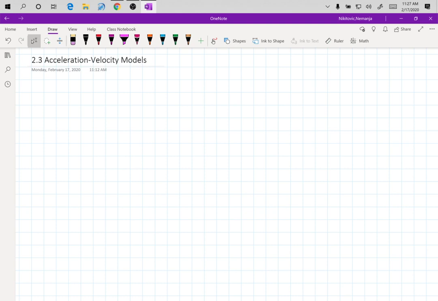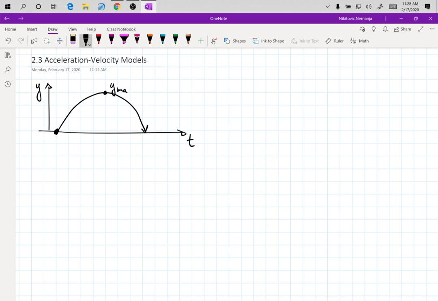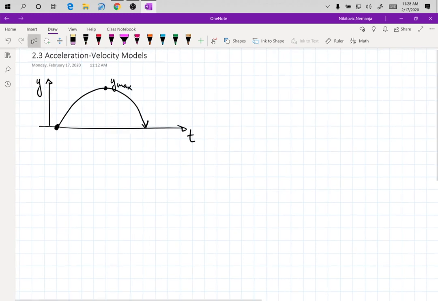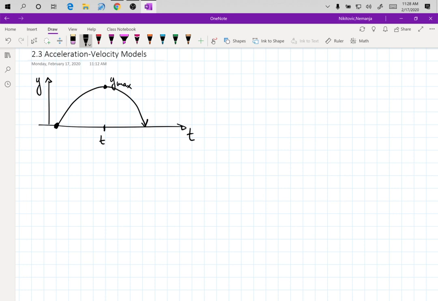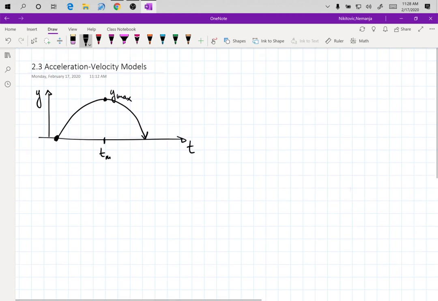So what are we going to do? Well, we're going to understand that when you throw something at whatever angle, it will eventually hit the ground, and it covers some distance forward in time, and it also has some height, which is height y, and we can call this one over here y max, which is the maximum height at a certain time. Call it T max or TM, whatever.